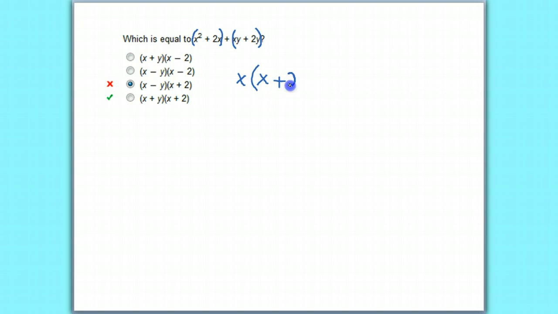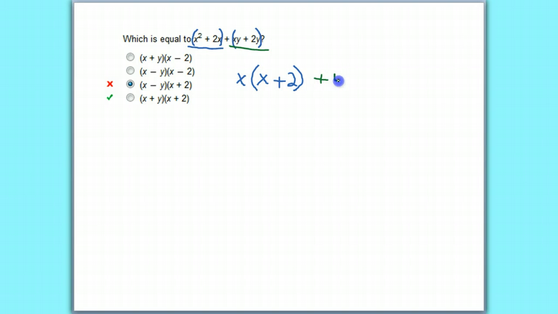So we have plus 2. Okay, so this takes care of that part. So I'm going to switch colors. Okay, now we're going to look here, and we're going to look for a greatest common factor there. So if we look at x, y, and 2y, they both have a y in common. So that's what we're going to pull out of that group.